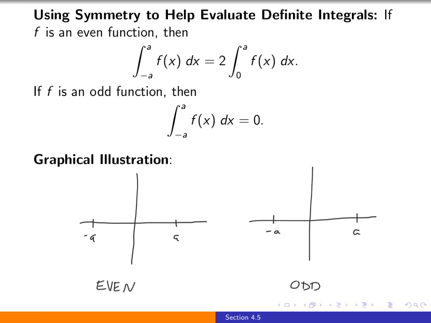So first, if f is an even function, the integral from minus a to a, where a can be any number you would like, is going to be 2 times the integral from 0 to a. Let me just illustrate why this is going to be true.